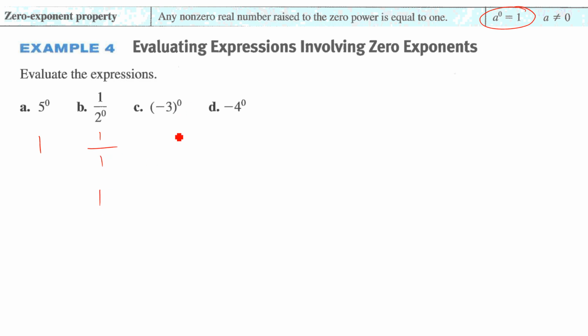What's negative 3 to the 0? 1. Now what's negative 4 to the 0? Remember, the negative is not being raised to the 0. It's 4 to the 0, which is 1, and the negative is hanging out in front. So the answer to the D is negative 1. Okay?